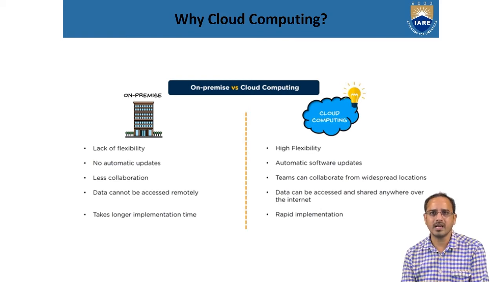Next, data cannot be accessed remotely using the on-premises one, whereas data can be accessed and shared anywhere over the internet. Next one is that it takes longer implementation time to set up the infrastructure, the hardware, servers, services, and the storage. Whereas with cloud computing, you have rapid implementation, which can be done very easily when compared to the on-premises one.